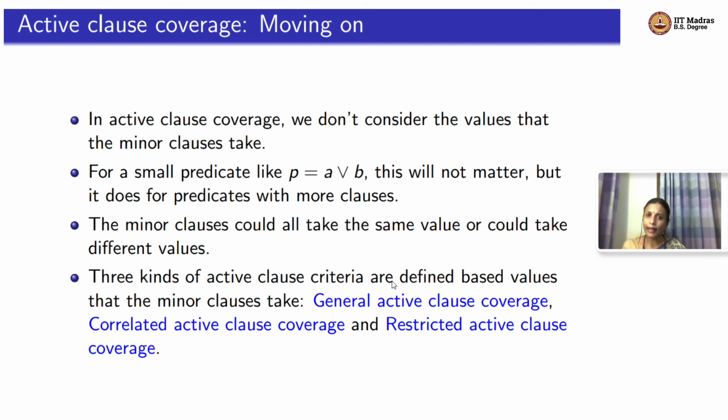There are three variants that we can think of based on the values that the minor clauses take. General, where there is no restriction on the values that the minor clauses take. So it can be so general that it need not subsume predicate coverage. Correlated, where the minor clauses put together ensure that they cover major clause determines the predicate. Restricted, which says the minor clauses all take the same values as when the major clause returns true and as when the major clause returns false.